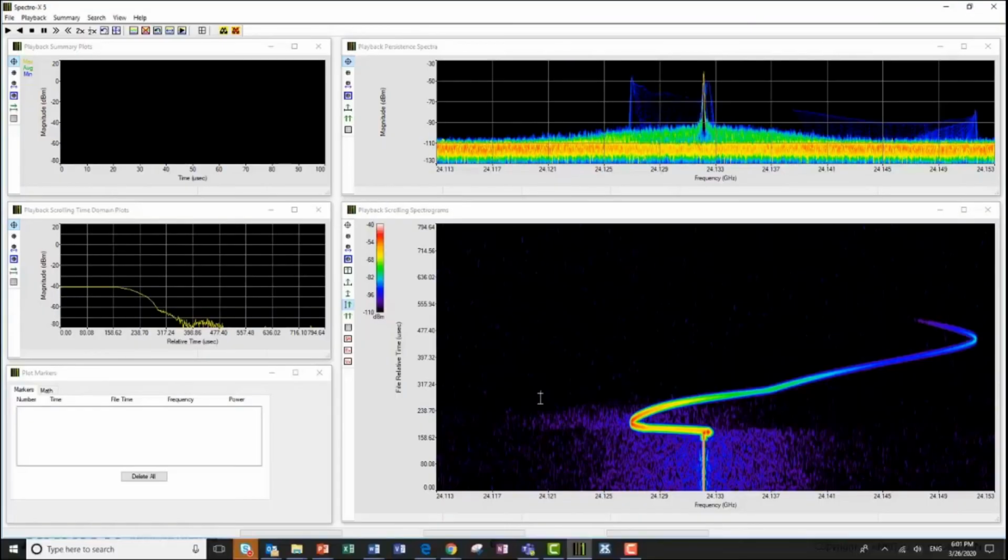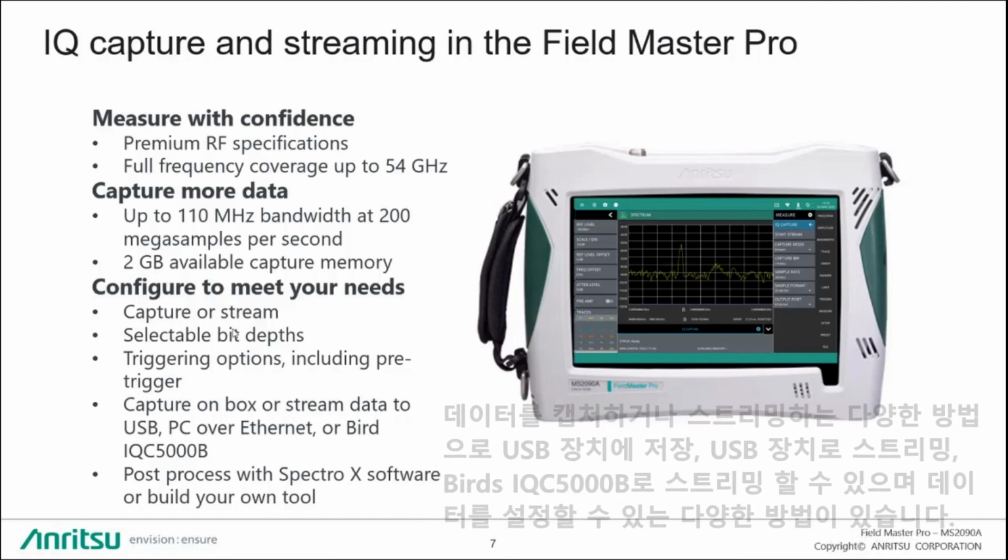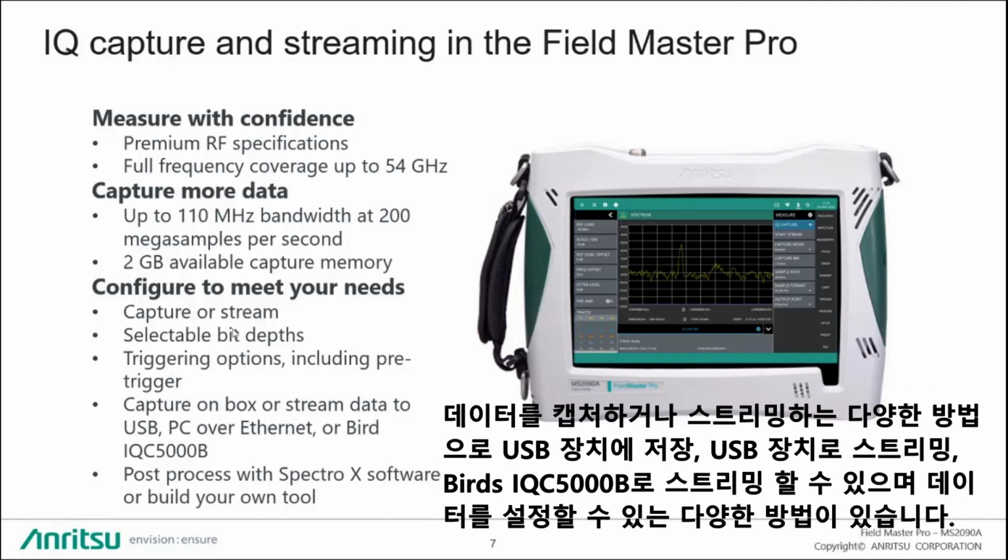So if I come back then to my presentation, the MS2090A is a fantastic tool for use in the field for capturing IQ data. It has premium RF specifications and full coverage up to 54 gigahertz. You can capture data as wide as 110 megahertz. And with the 2 gigabytes of dedicated internal memory, that gives you a lot of capture space. Configure it to meet your needs in different ways to capture or stream the data. You can save to a USB device, you can stream to a USB device, you can stream to Bird's IQC5000B, and then all sorts of different ways to set up your data.